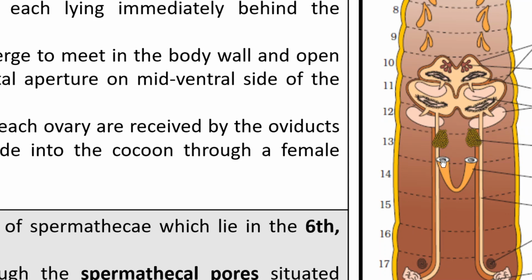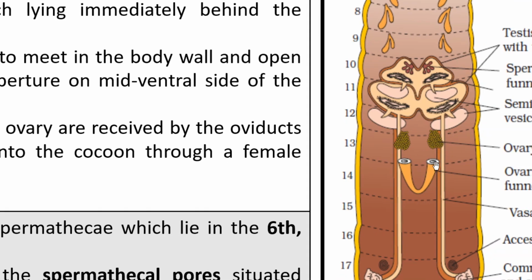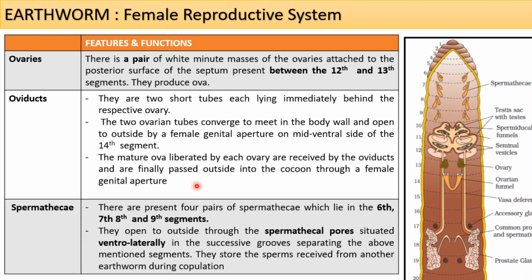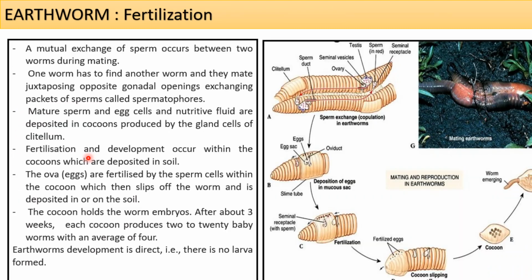It will go through the oviducal funnel. Right, now it goes inside the ovarian funnel, and look at this, both of them are combining together to open into the 14th segment. Can you see, this is the mid-ventral structure, right? Mid ventral. So the female genital aperture is only single and male genital apertures are two, in pair. This is in the 14th segment, this is in the 18th segment. Okay. That is oviduct. Okay. So ovaries, oviducts, spermathecae.